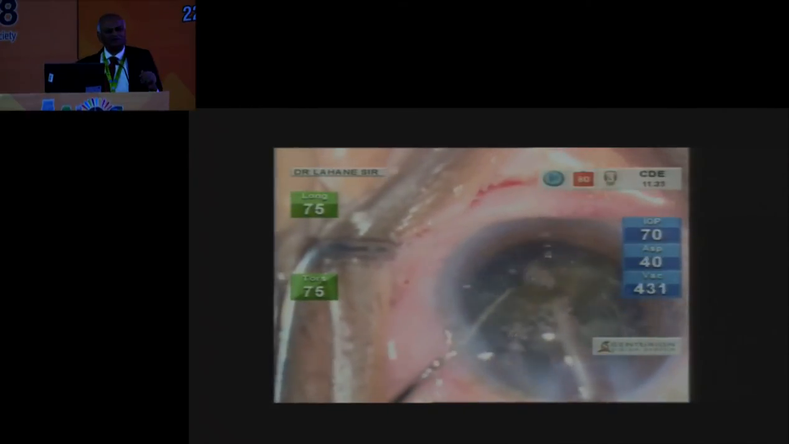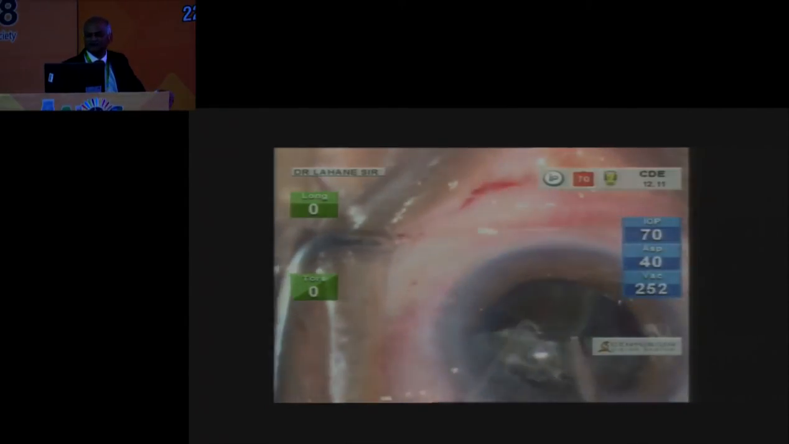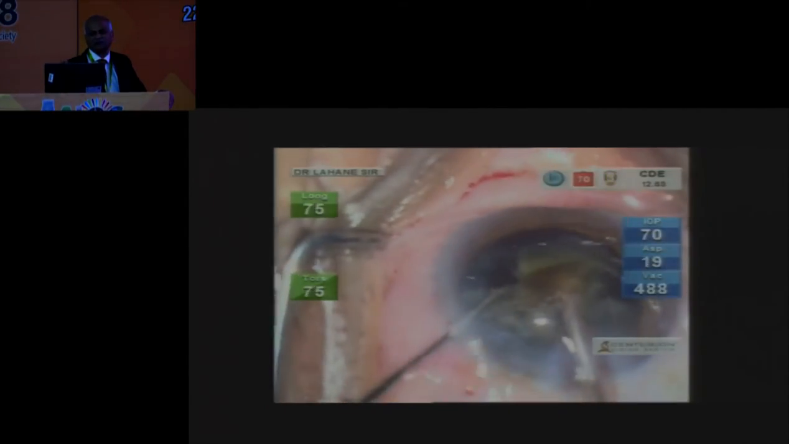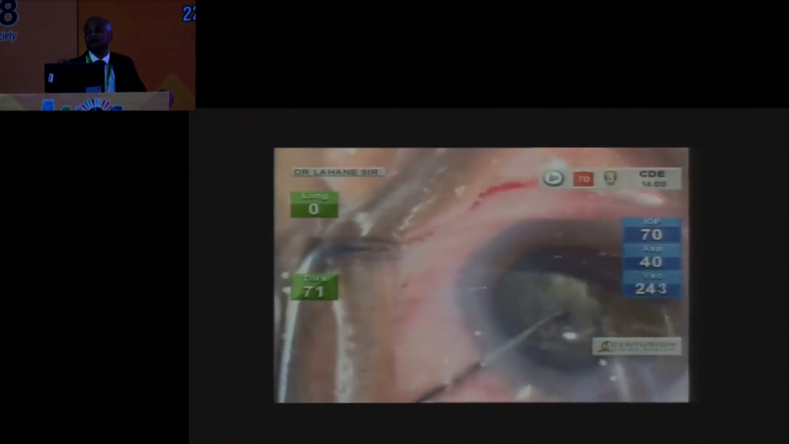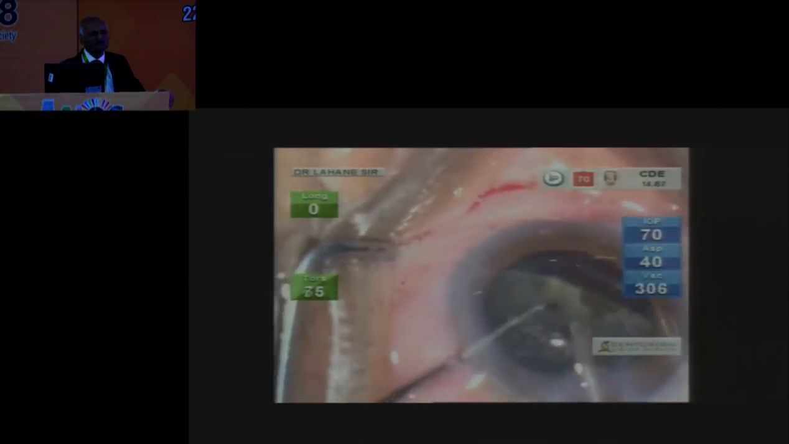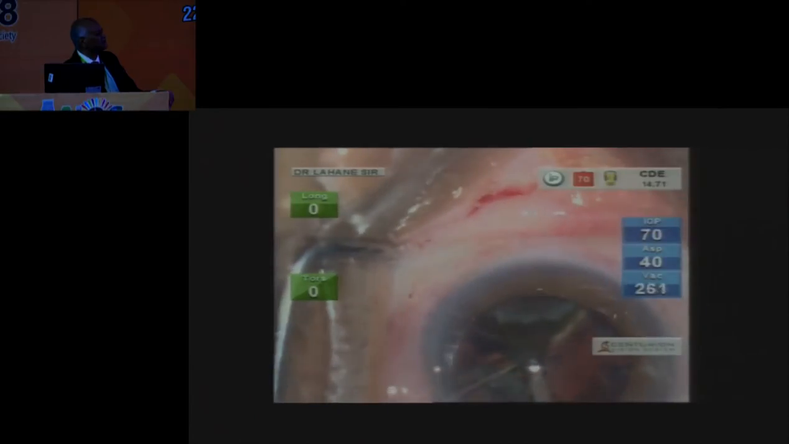Intraocular pressure I have kept at 70, but if it is kept at 40 or 50, it also works properly. But if it is kept at 30, you will have to do very slow phacoemulsification, otherwise you can damage the posterior capsule. But at 40 and above, yes, Phaco is possible.